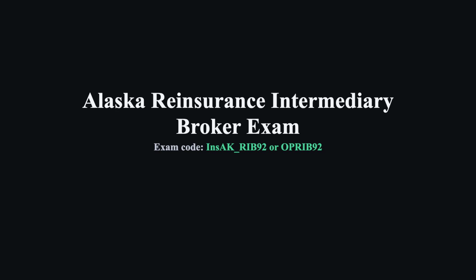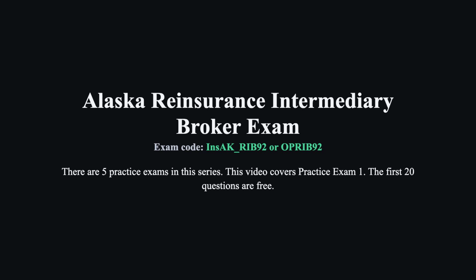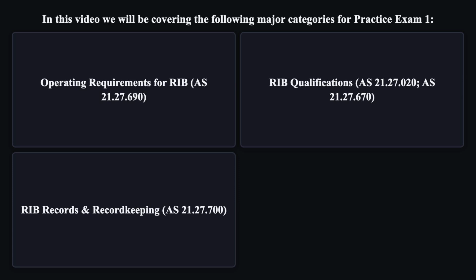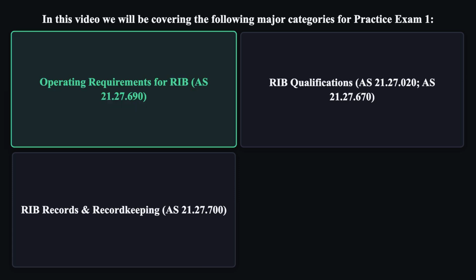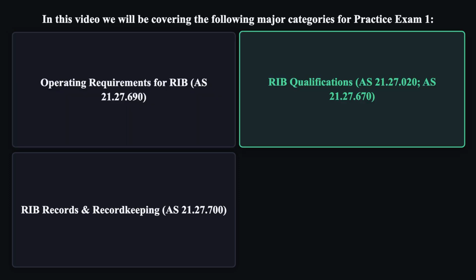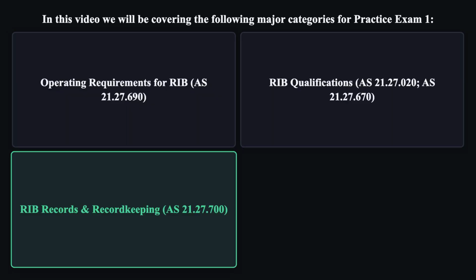Alaska Reinsurance Intermediary Broker Exam, exam code InsAK-RIB92 or OPRIB92. There are 5 practice exams in this series. This video covers Practice Exam 1. The first 20 questions are free. In this video, we will be covering the following major categories for Practice Exam 1. Operating requirements for RIB, RIB qualifications, RIB records and record keeping.